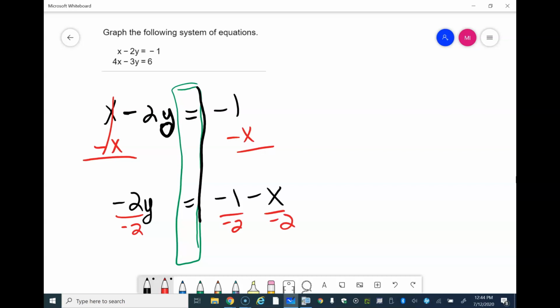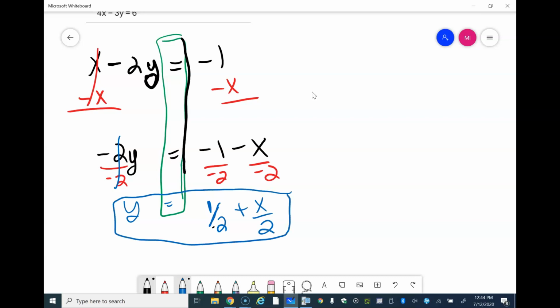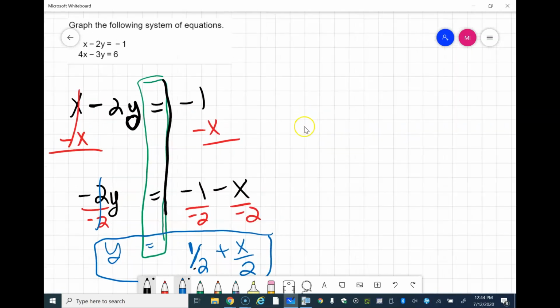So our final equation, when these cancel out, is going to be y equals a positive 1/2, because both of these negatives make it positive, plus x over 2. So this is going to be the first equation that we're going to use in our calculator. But let's go ahead and get the second one.